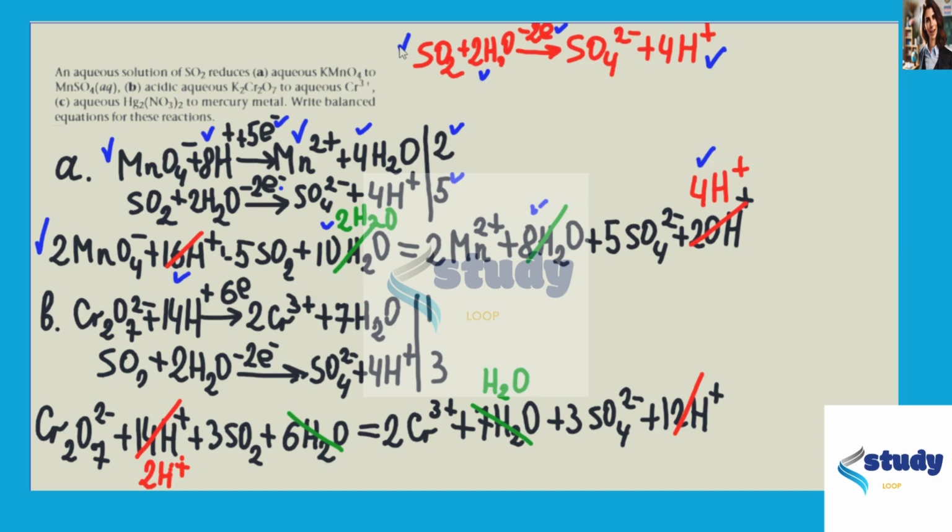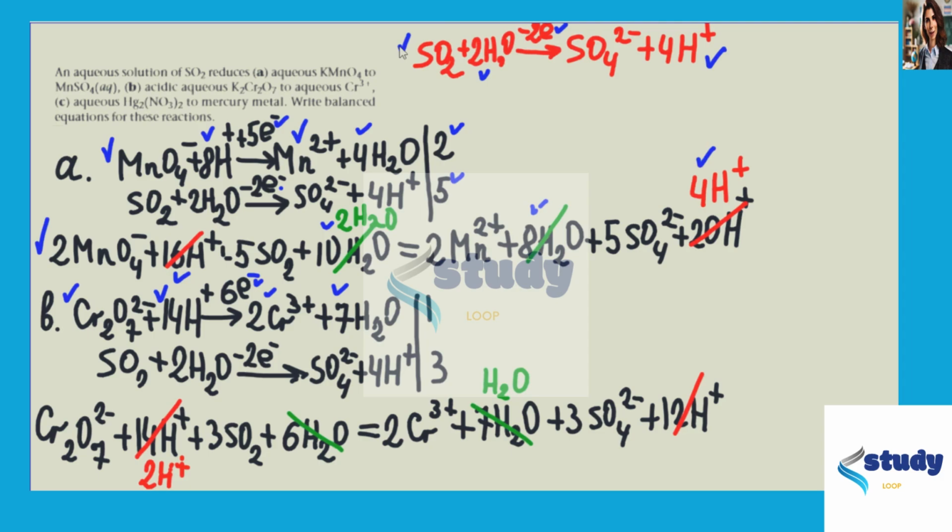B. Potassium dichromate gives you dichromate anion, which is reduced to chromium 3+. To balance oxygens, we need to add 7 waters. To balance hydrogens, we need to add 14 protons. And to balance charge, we need to add 6 electrons.